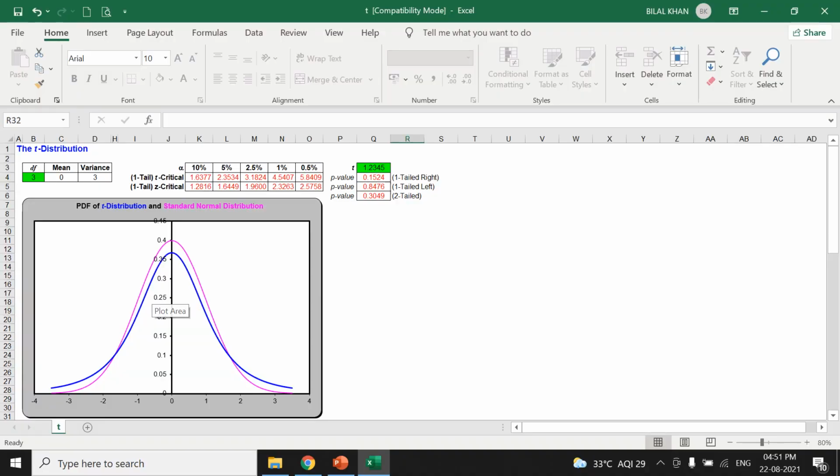The color for the t distribution is blue, while for the Z distribution it is magenta. So we can see that the Z distribution is more peaked, and the t distribution is less peaked. Why? What do we mean by more peaked and less peaked? That means the standard deviation for the Z distribution is lesser as compared to the standard deviation for the t distribution.